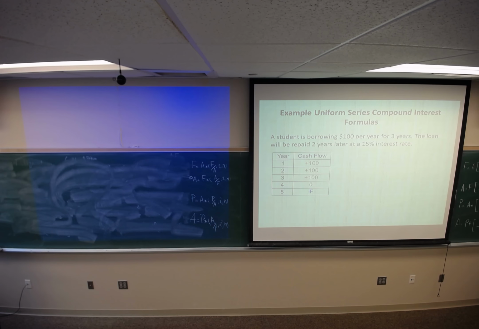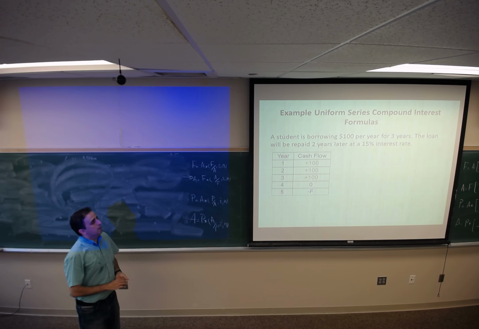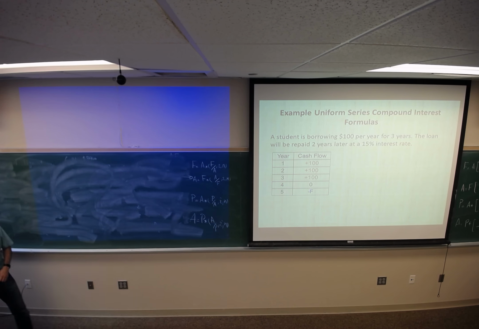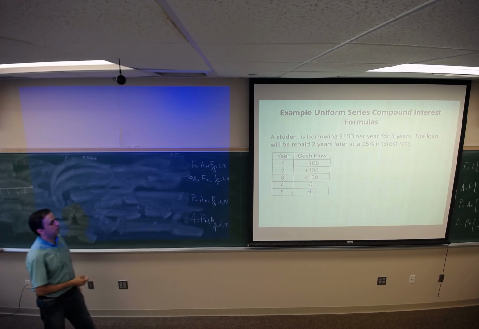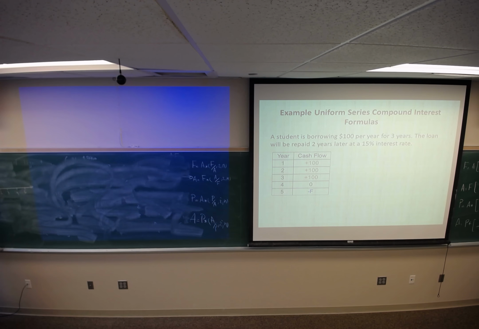So suppose one student is borrowing $100 per year for 3 years, but the loan should be paid back 2 years after the last payment. The bank is going to charge the student 15%. The question is how much the student should pay at the end of the 5th year. For the first 3 years, the student gets paid $100.